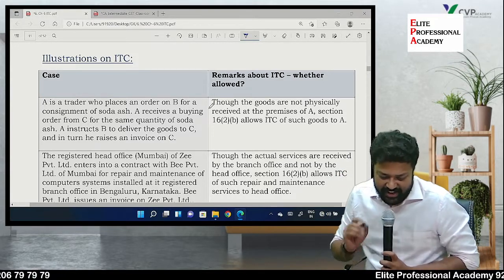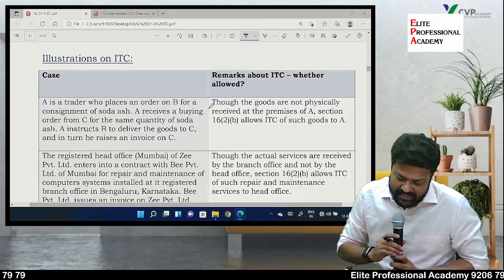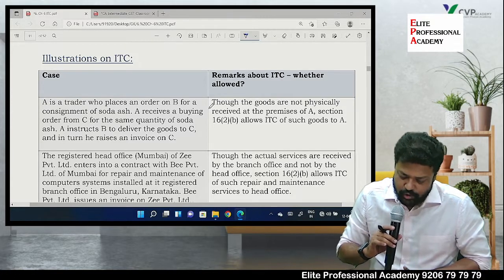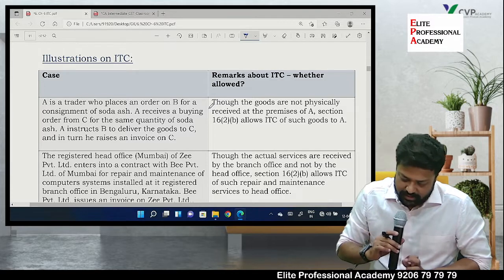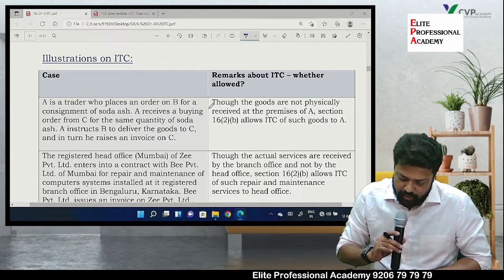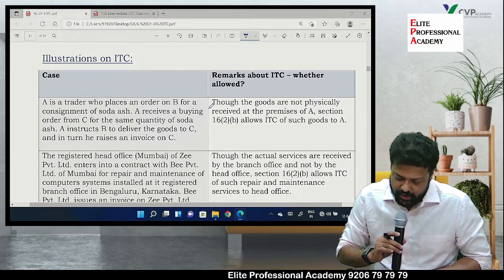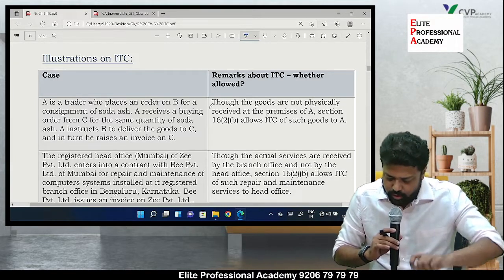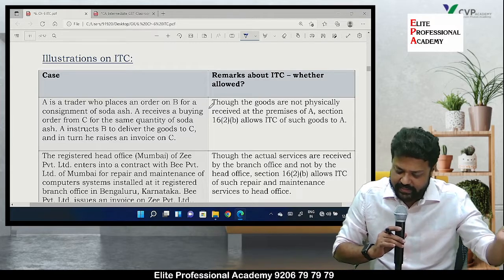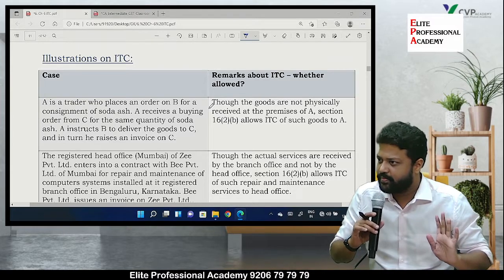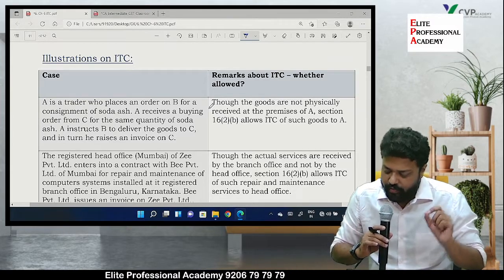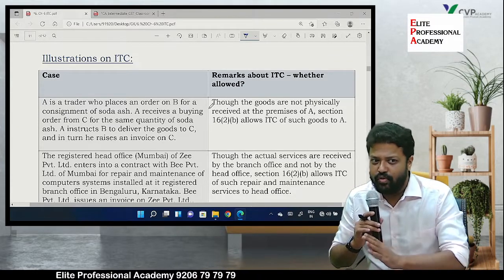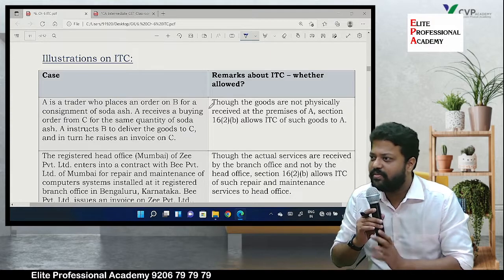Okay, A is a trader who places an order on B for a consignment of soda ash. A receives a buying order from C for the same quantity of soda ash. So A instructs B to deliver the goods to C and in turn he raises an invoice on C. Whether ITC allowed? If yes, if no, you have to give the reason.